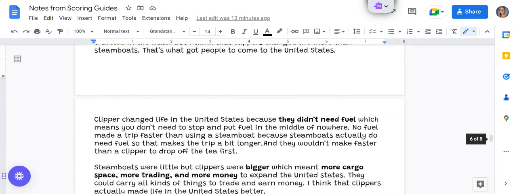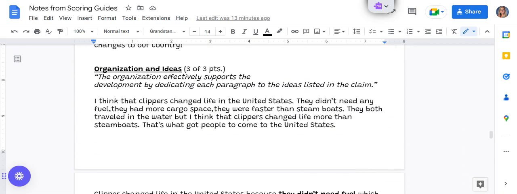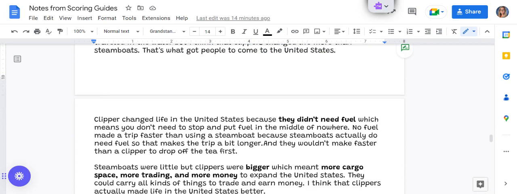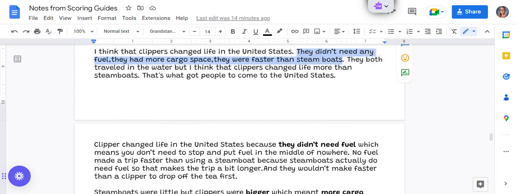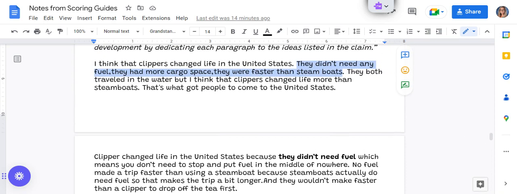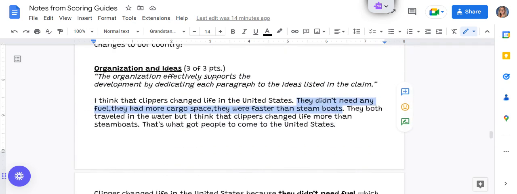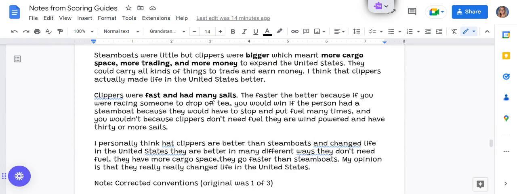But I'm going to go down to here, back to that one. See how they summarize their reasons. And then if you look at the pattern, I put it in bold so you could see it. It says clippers changed life in the US because they didn't need fuel. So that one goes with reason 1, fuel. This one is about cargo. And the third one, remember, was faster. So see how each paragraph starts with the reason and then evidence, paraphrased, explained.